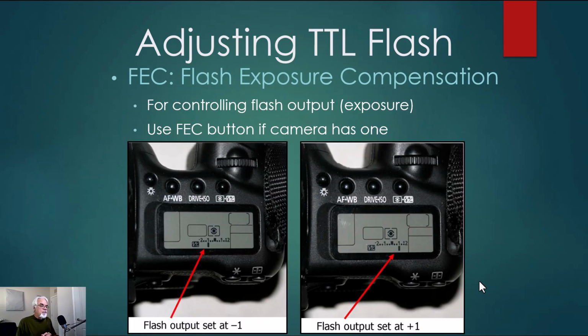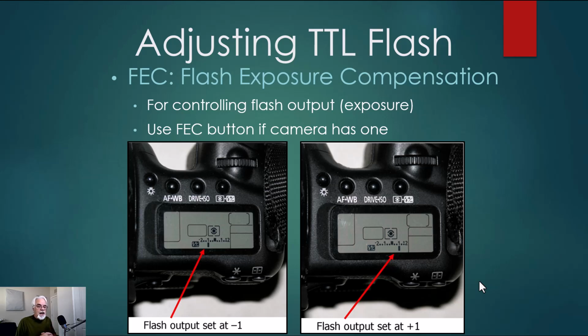Then you come over here, and I want to reduce the amount of flash output, and again, I'm in TTL. I will just press that FEC button and spin the dial a little bit until it goes to -1. Now it's only outputting half the power that it determined was needed for a proper flash exposure. And the advantage of that is if you're in the sun and there's lots of shadows, you're just brightening those shadows up enough, but you're not eliminating them like you would with full flash.